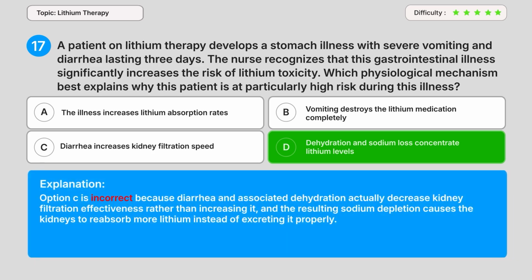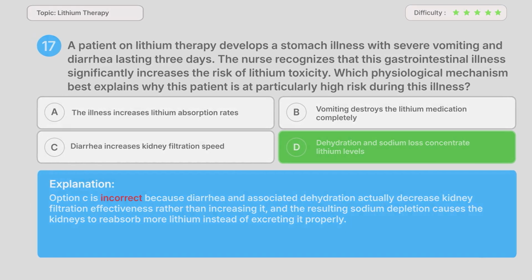Option C is incorrect because diarrhea and associated dehydration actually decrease kidney filtration effectiveness rather than increasing it, and the resulting sodium depletion causes the kidneys to reabsorb more lithium instead of excreting it properly.